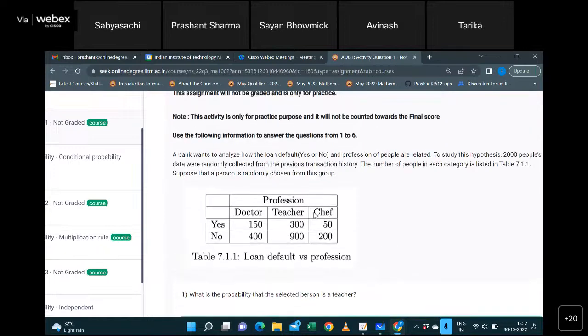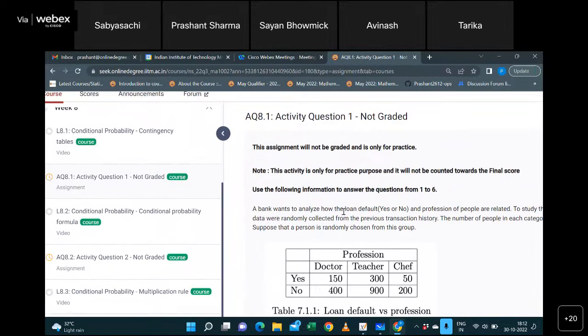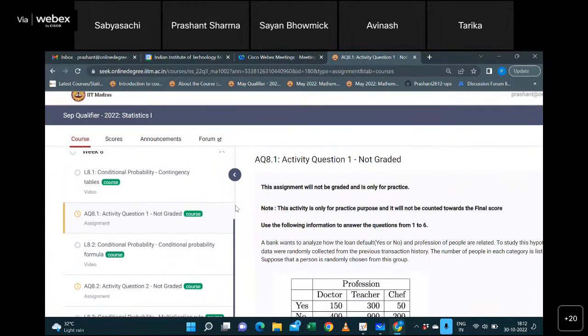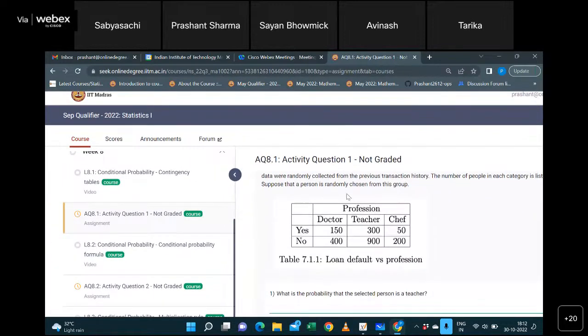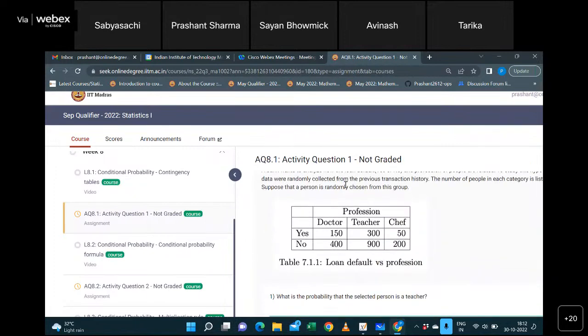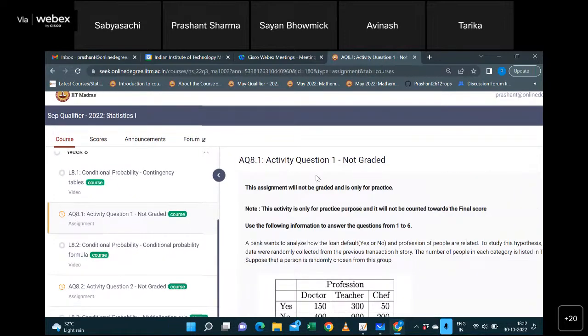So basically, this is an open session for the weekend. We can go lecture wise and activity wise. If you have doubts, you can ask and we can discuss. Any doubt in lecture 8.1 or in activity 8.1? Sir, I have a doubt related to some formulas, related to concepts.